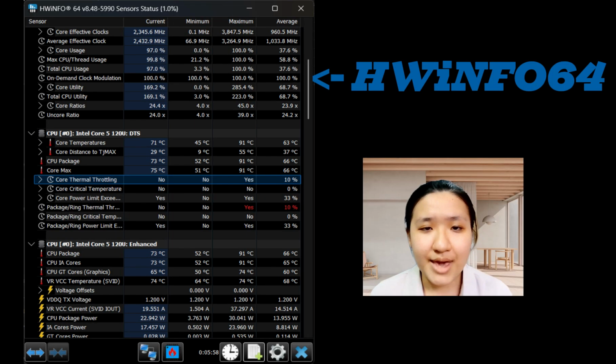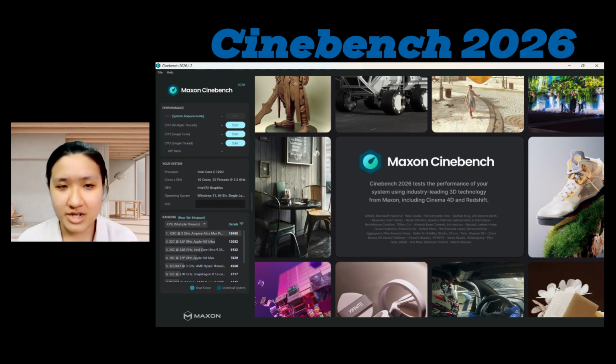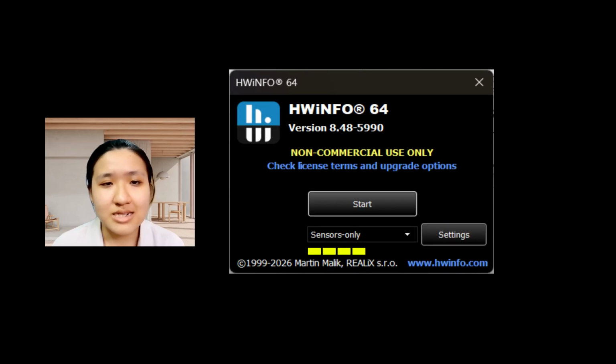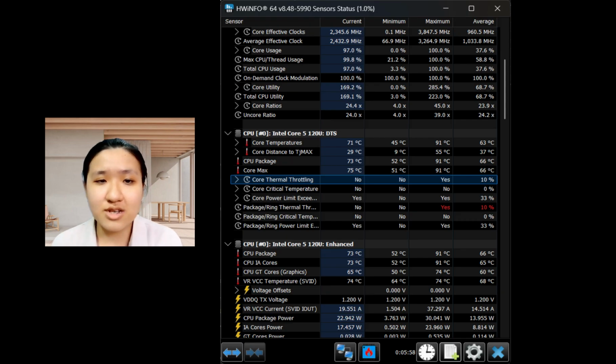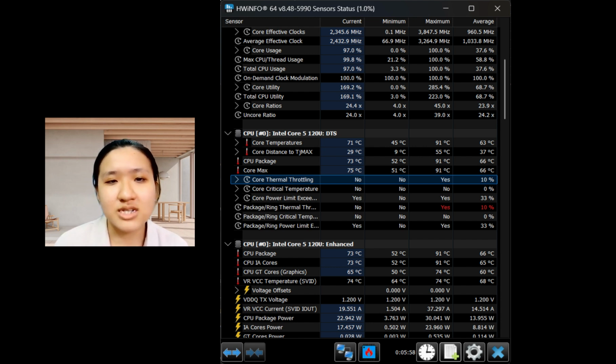For this project, I pair HWiNFO64 with Cinebench 2026 as the load generator. HWiNFO64 runs silently in the background in sensor-only mode and captures real-time data including CPU clock frequency, core temperatures, thermal throttling events, and power consumption, which are critical COA performance metrics.